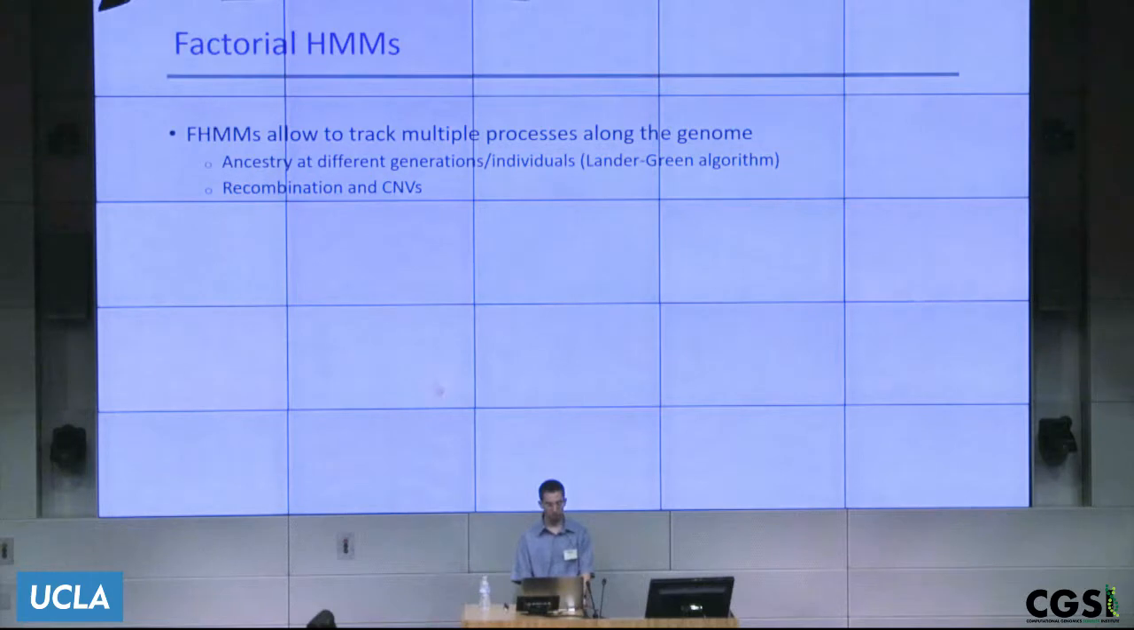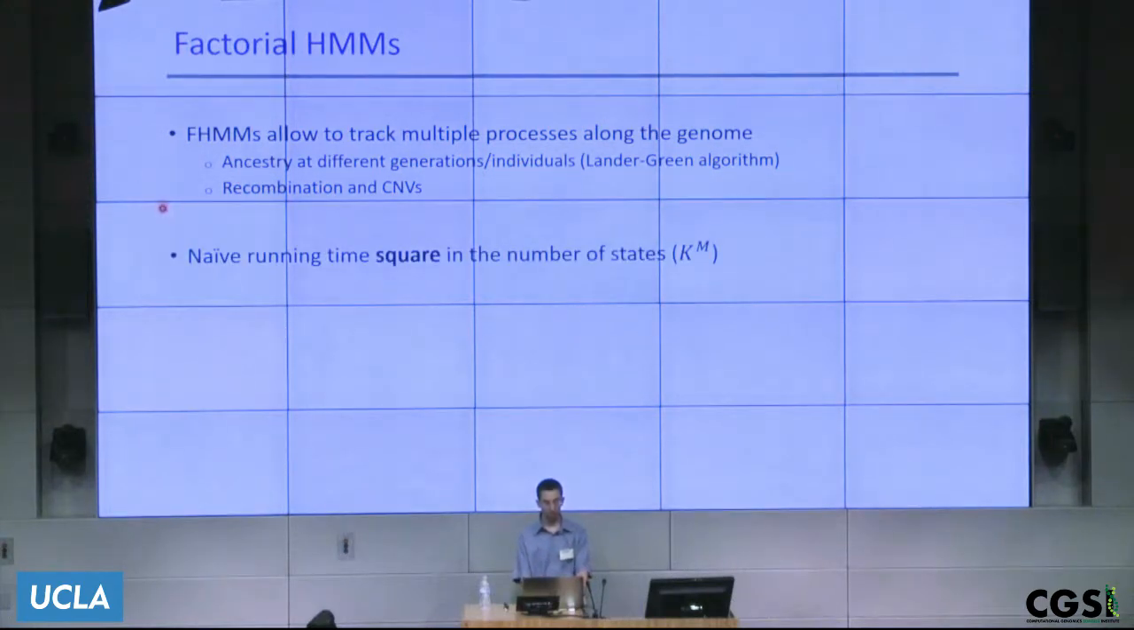Even so, this kind of model, the Factorial HMM model, is expected to be very useful in genetics because it can track multiple processes, for example the ancestry of different individuals or different generations. The first use I know in genetics is the classic Lander-Green algorithm. In our case, we expect this model to track both recombinations and CNVs. The problem, as I mentioned, is that the running time of Viterbi and the forward-backward algorithm is square in the number of states, and the number of states is itself exponential in the number of chains.